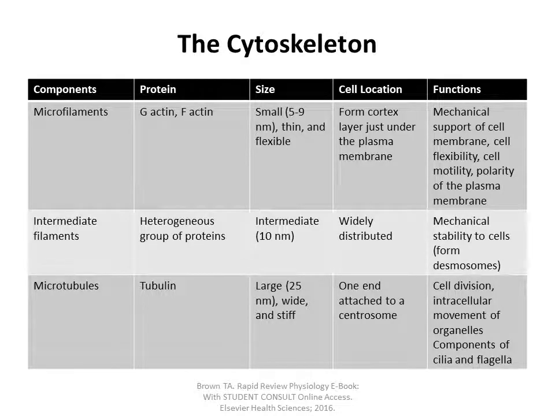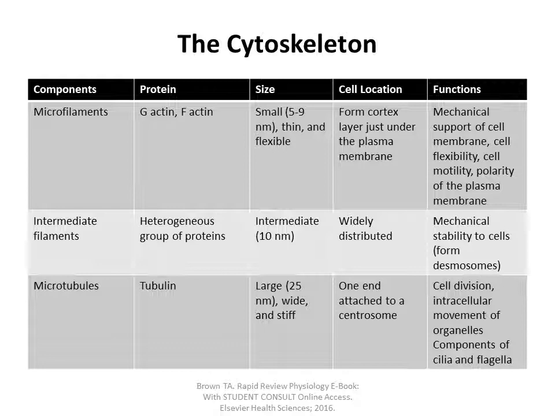The components of the cytoskeleton that you should know about are the microfilaments, intermediate filaments, and microtubules. All of these components have this one thing in common, that they are protein in nature. We are going to look at these components one by one. Let's start off with microfilaments.